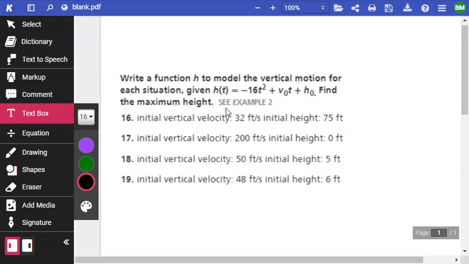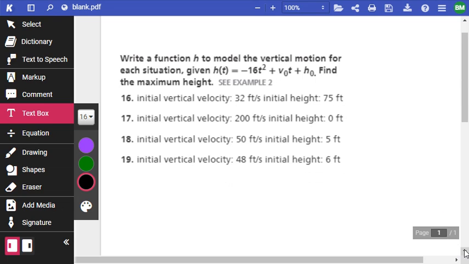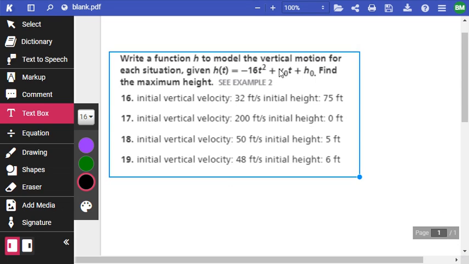We're going to look at some word problems where we're dealing with velocity and we have to find the max height. So this is kind of similar to what we were doing before, where we've got to plug it into the equation, and then we've got to find the line of symmetry, and then plug that line of symmetry in to find the y value of the vertex, which is going to be our max height for this.